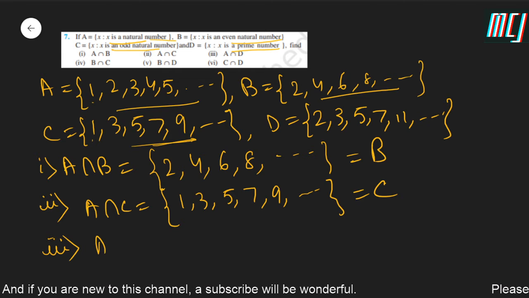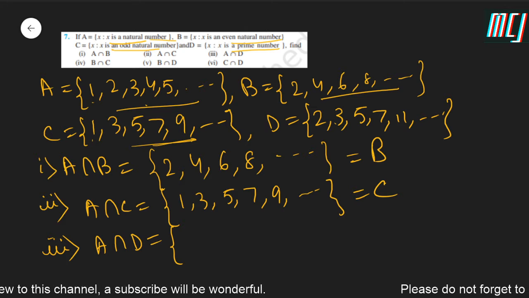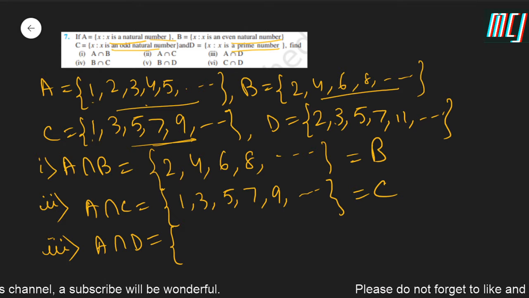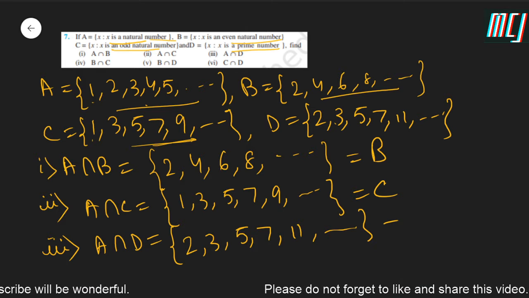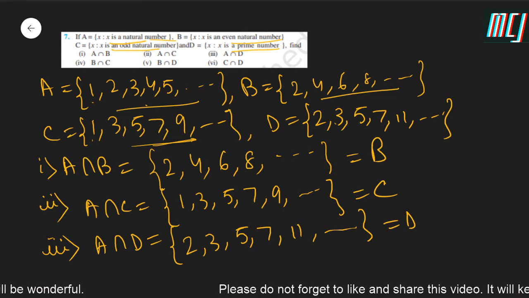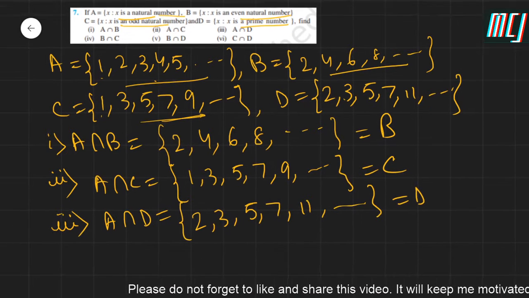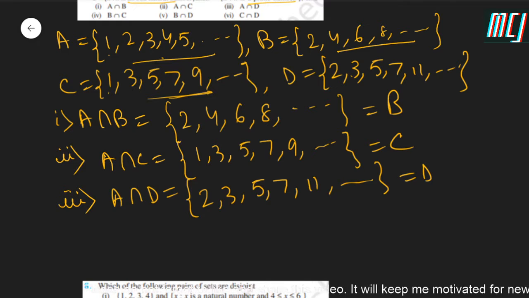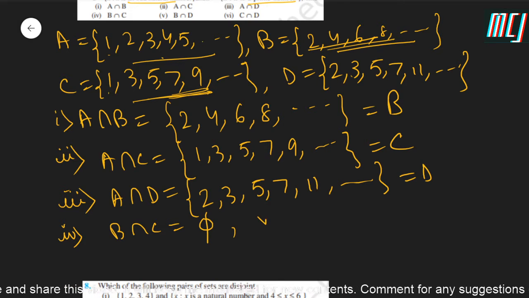Now the third one, that is A intersection D. So in between A and D, only the prime numbers will come out, that is 2, 3, 5, 7, 11 and so on. So this is also equal to D. Now the fourth one is B intersection C. See, here only the even numbers and here odd numbers. So is there anything common in between odd and even? There is no common. So Phi.